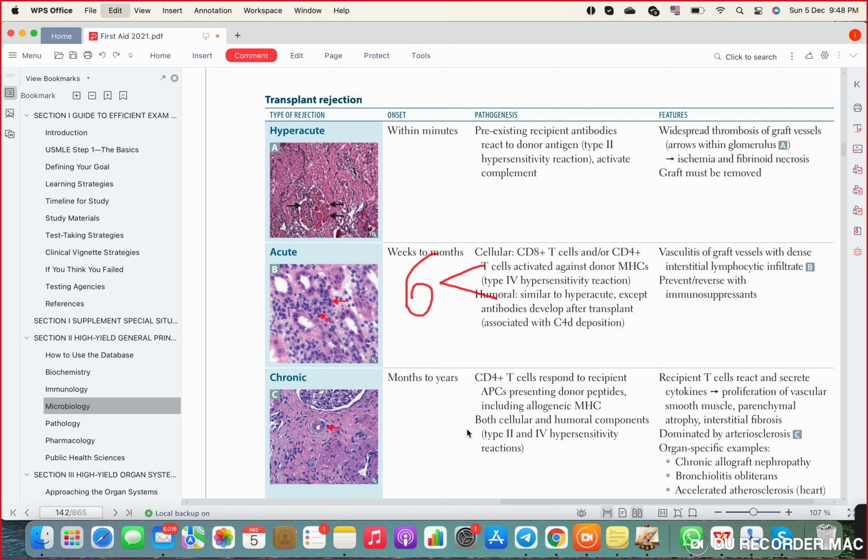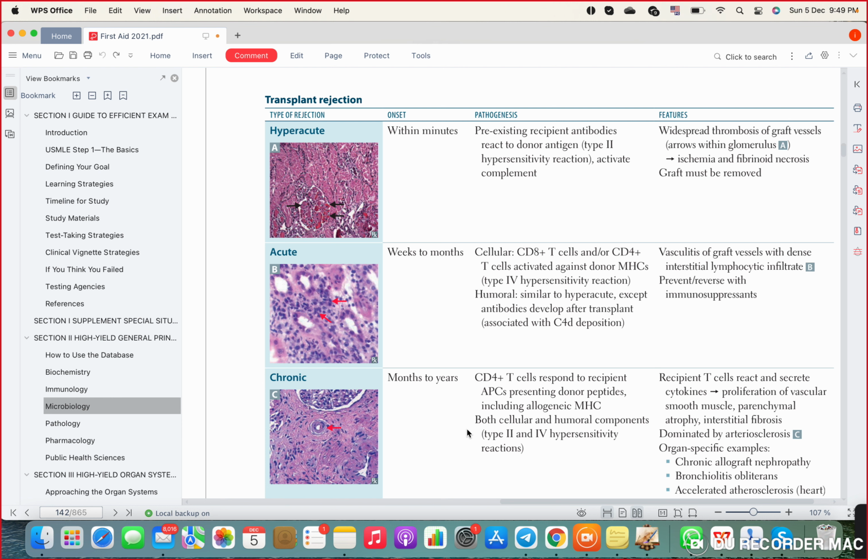So, what do you think is happening? What is attacking his organ? Less than 6 months is CD8 attacking his MHC cells, doc. Yeah, CD8 followed by CD4. Good. So, when that attack happens, the organ will die.